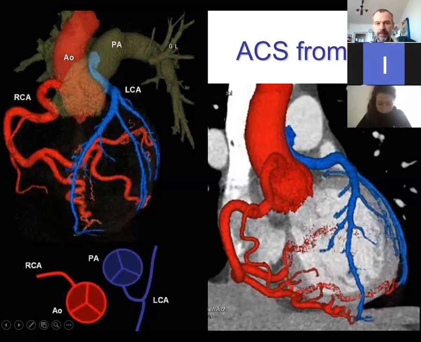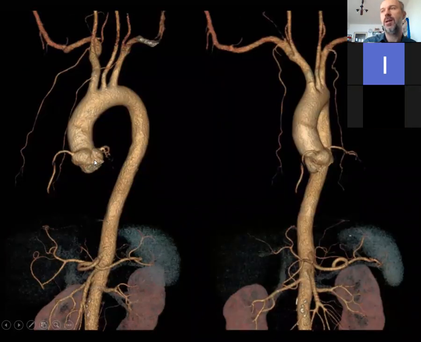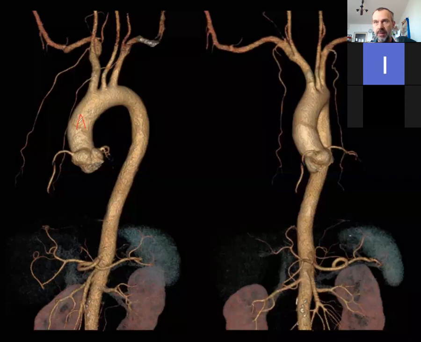So now we can finally start with aorta, and here what we can see is the 3D angiography reconstruction, and you can nicely see ascending aorta, aortic arch, and then descending aorta. And the descending aorta can be divided into the thoracic and the abdominal part.